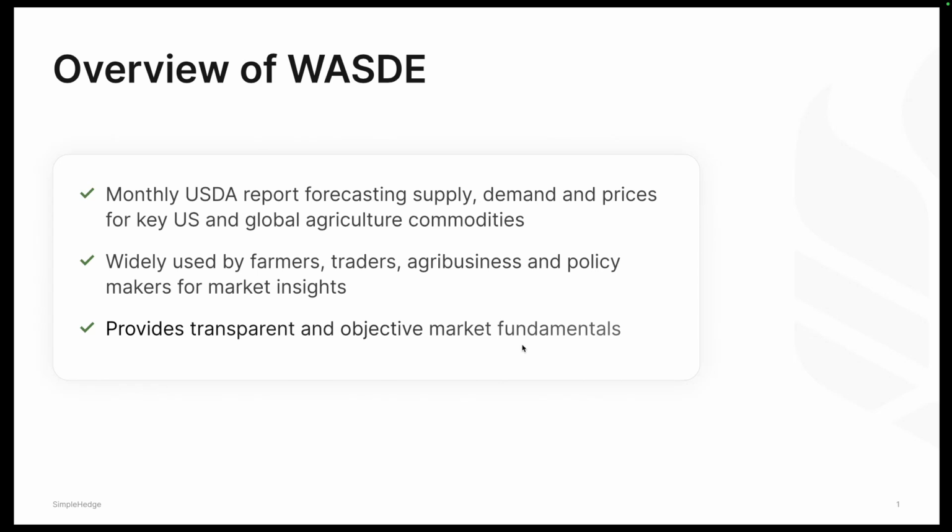The good thing about the WASDE is that it's very transparent and it's objective market fundamentals. As I said, it's essentially the premier report. The US has some high standards, so the information coming out of the WASDE is that much more reliable than, say, some other countries' reports.